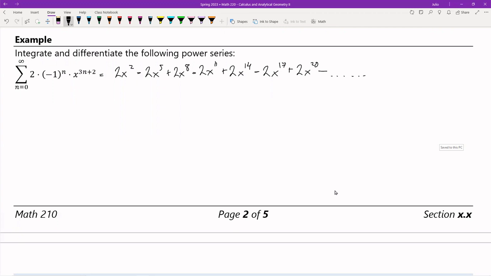So the first thing I'm going to do is the derivative. The derivative of 2x squared is going to be 2 times 2x. The next one is minus, the minus still stays. The derivative here is going to be 2 times 5x to the 4th, plus 2 times the derivative of x to the 8th, so it's going to be 8x to the 7th, minus, the 2 stays, 11x to the 10th.